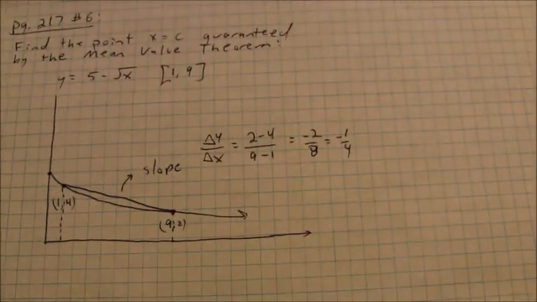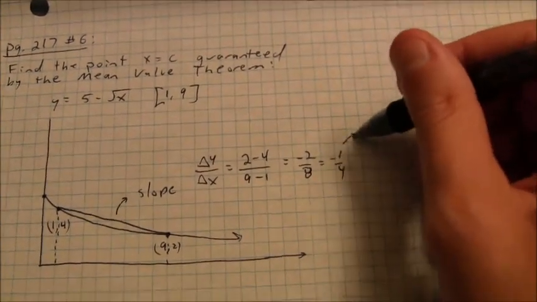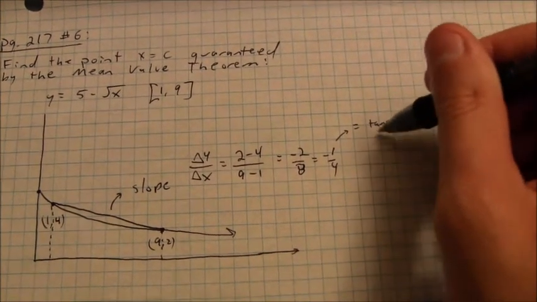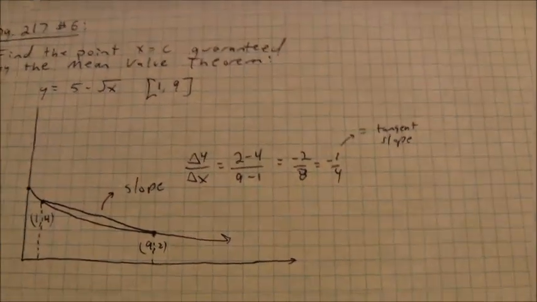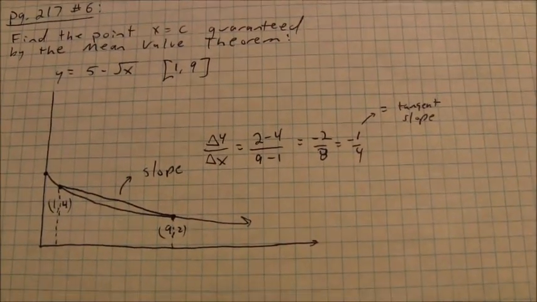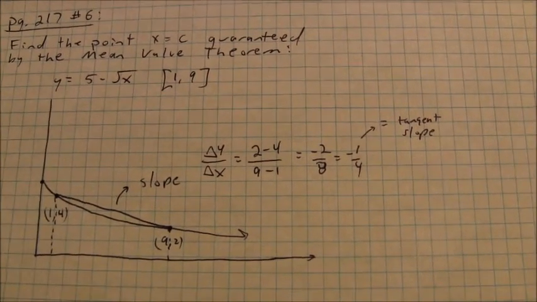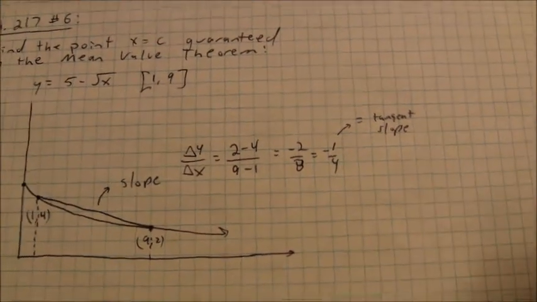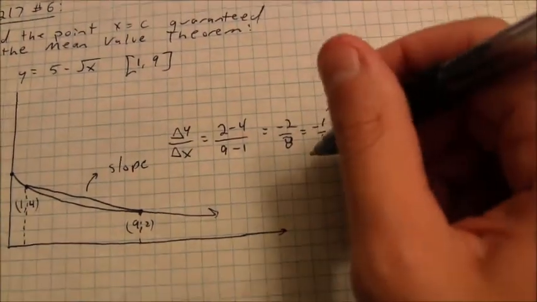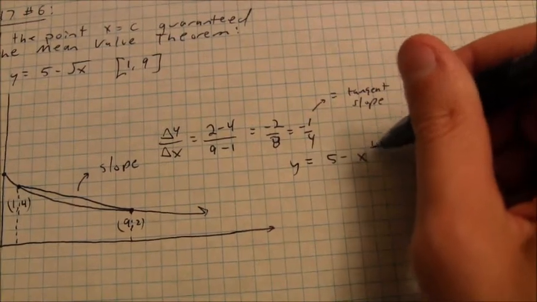Alright, according to the mean value theorem, there should be some value at which the tangent slope should be equal. So in other words, if the average rate of change over the course of that interval is equal to negative 1/4, somewhere there should be an instantaneous rate of change also equal to negative 1/4 along that interval. So to find that instantaneous rate of change, the slope of that tangent, I can find the derivative of my function. My original function is y equals 5 minus, I'm going to write that as x to the 1/2 power.